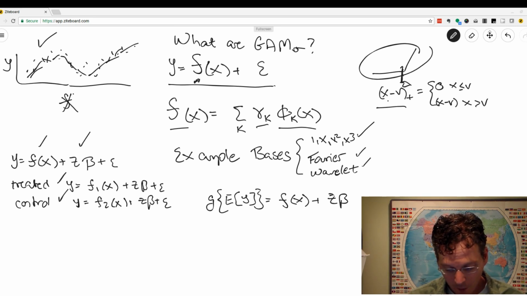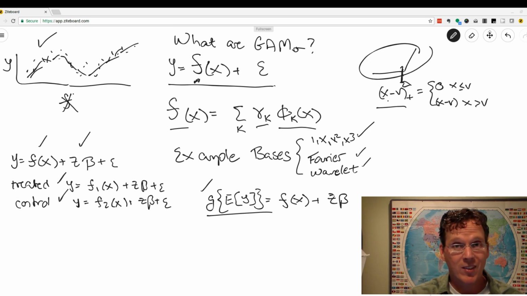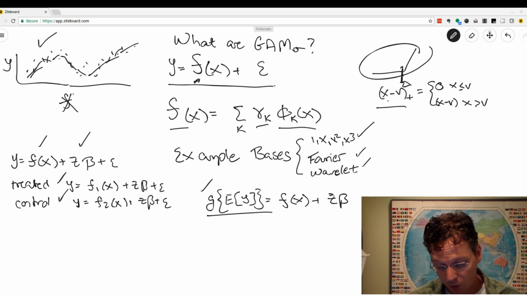Okay. If you have Poisson or count data or binomial data, you might then instead do this in the linear predictor. Okay. So that's where the generalized additive models would be the same thing as a generalized linear model, but then with a nonlinear function as part of the linear predictor.